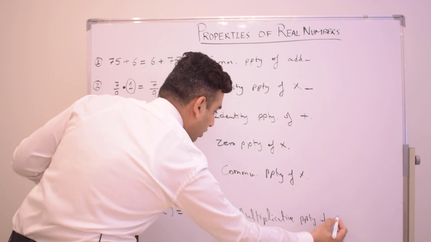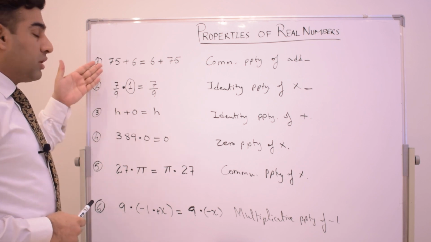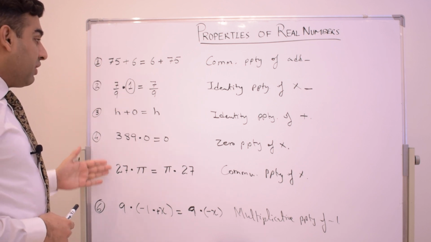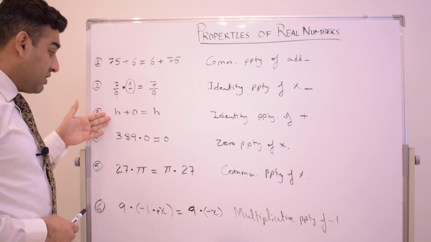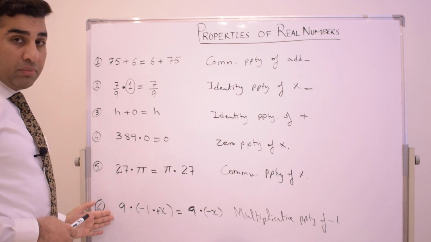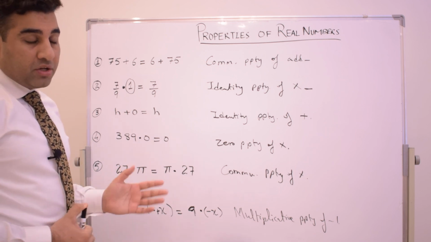So guys, in this lesson today I told you about the commutative property of addition and multiplication. Moreover, I told you about multiplicative identity, additive identity, zero property of multiplication, and minus 1 property of multiplication. I hope you understand some properties of real numbers.